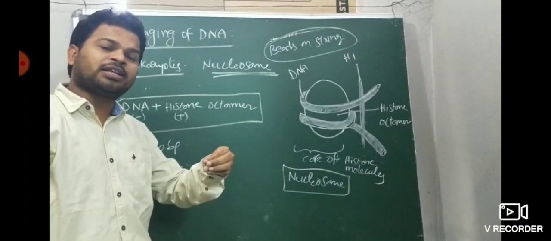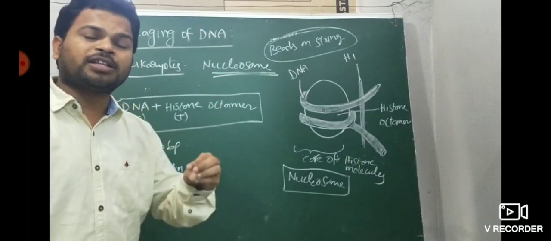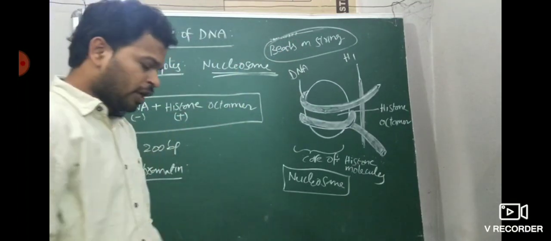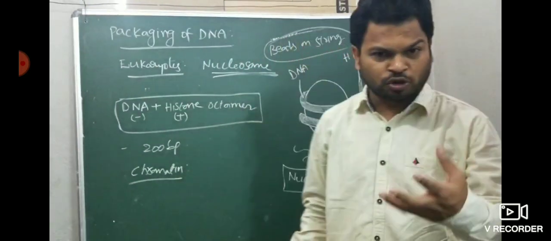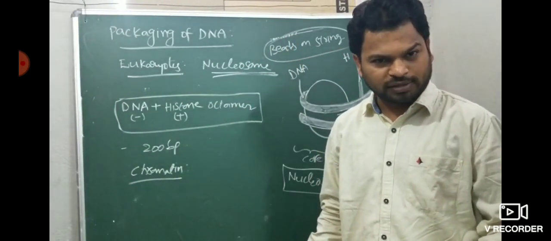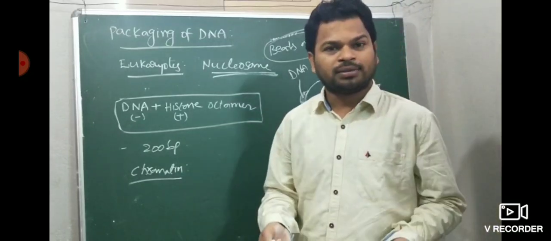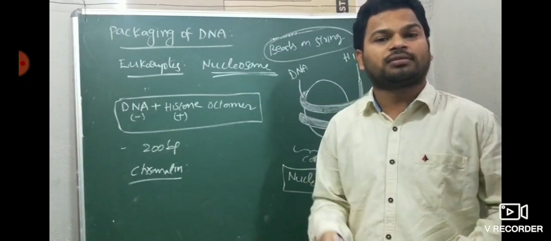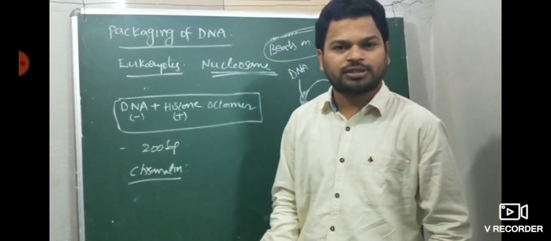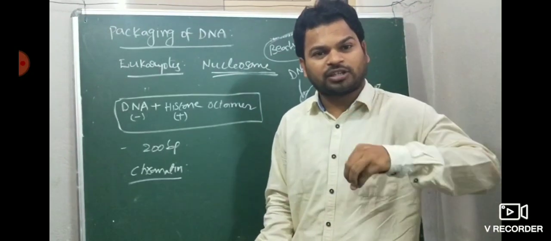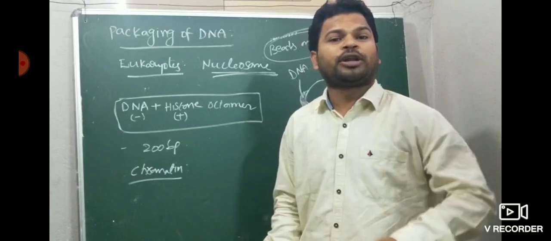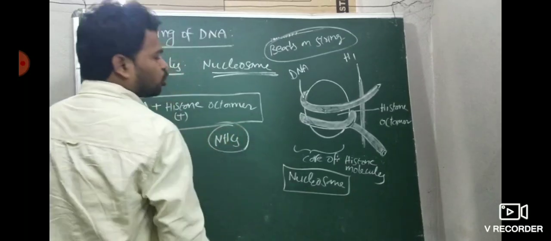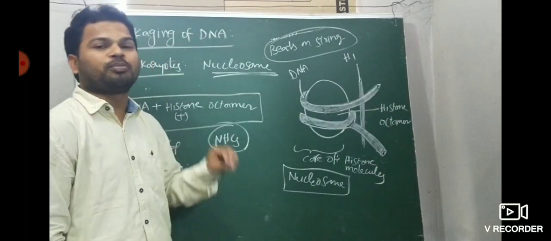Then chromatin condenses to form chromosomes. The chromatin fiber condenses to form the chromosome at metaphase. Next step, a very important point: at which stage do chromatin fibers condense to form chromosome? Metaphase. Then higher level packing of chromatin requires what type of protein? Non-histone chromosomal proteins, NHC proteins. That is also an important point.